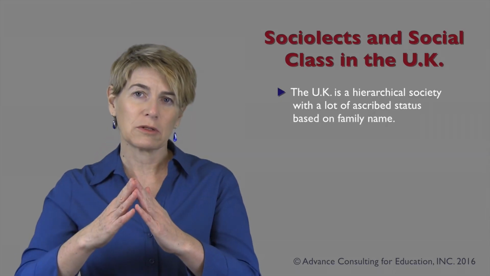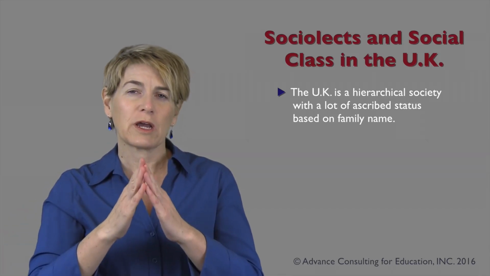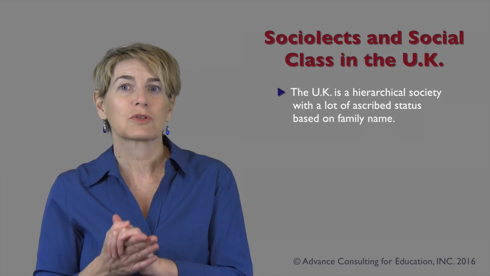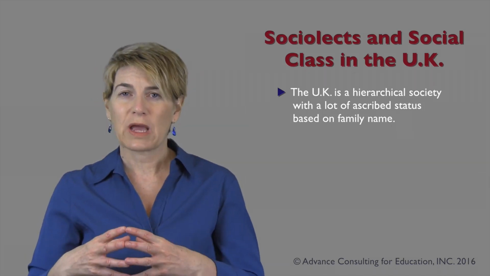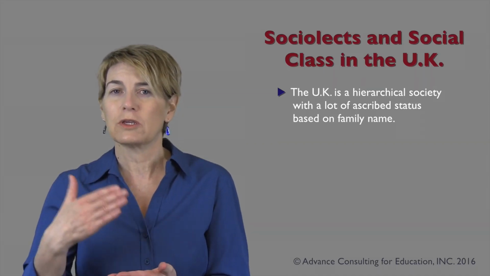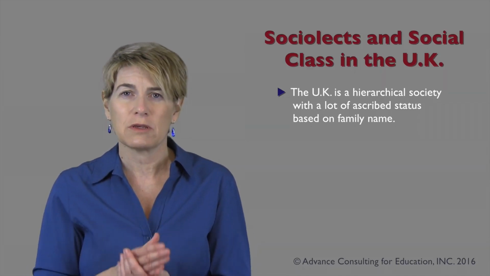The UK is a really good example of sociolects in action. So let's take a little bit of a deeper look at what goes on in the UK in terms of sociolects. A lot of people don't want to admit this, but the UK is actually a very hierarchical society, and it's starting to flatten out a little bit, but it's still quite hierarchical. And it is also a society or a culture with a lot of ascribed status. So your social status really comes from the family that you're born into, as opposed to what you achieve. Once again, this is changing, but it's still a fairly distinct feature of the UK.